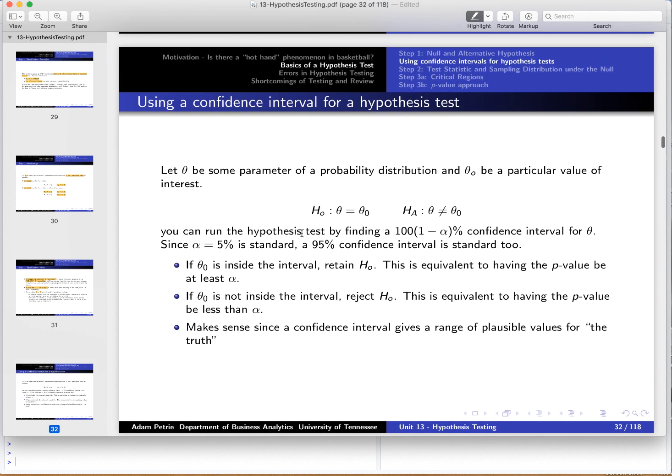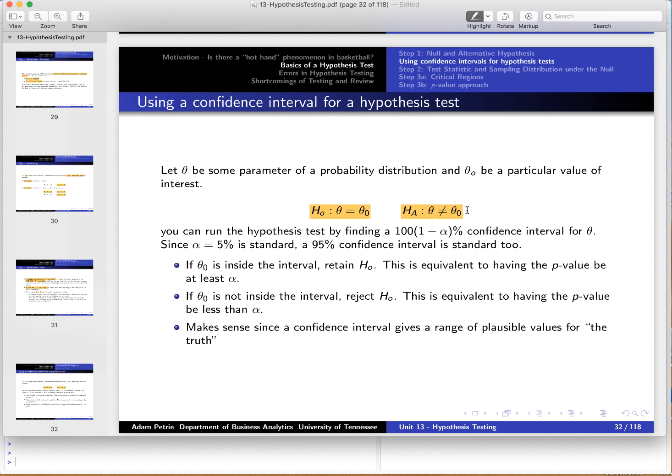So with that being established, we can make this connection between confidence intervals and hypothesis tests. For the most part, a lot of questions that we have in business analytics can readily be answered by making a confidence interval. For instance, let's imagine that we have this two-sided test. We'd like to know, is theta equal to theta naught, or is theta different than theta naught?